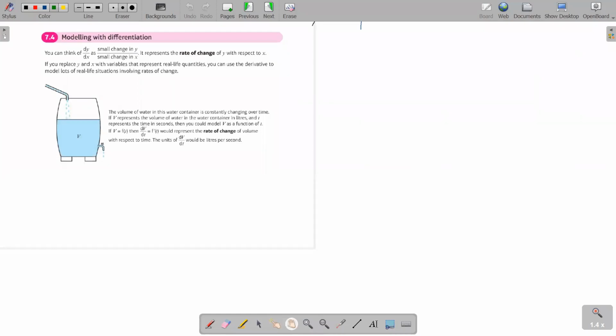Okay, so now we will move on to the next part of our lesson. We are going to learn how to model with differentiation. In the previous parts, we learned how to interpret the gradient of the curve by looking at the f(x) curve. We learned previously how to sketch the f'(x) curve, right? So that part is done. So now we are going to learn how to model with differentiation.